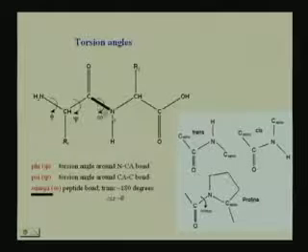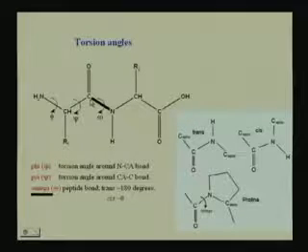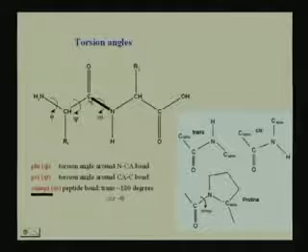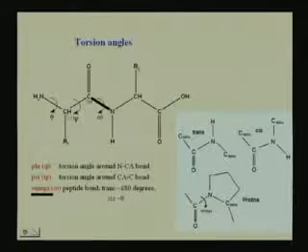What does that mean? C, N, C alpha, C means I have two planes, C, N, C alpha in one plane, N, C alpha, C in the next plane. The angle between these two planes is the phi angle. Similarly, you can define a psi angle. The psi angle is the angle about the C alpha C bond. So, what are the four atoms that I have here? N, C alpha, C, N. What are the two planes that I have here? N, C alpha, C, and C alpha, C, N.